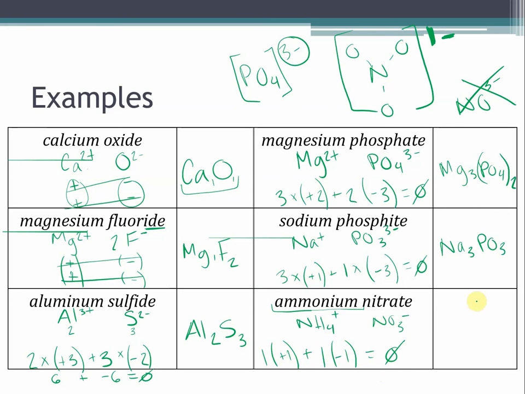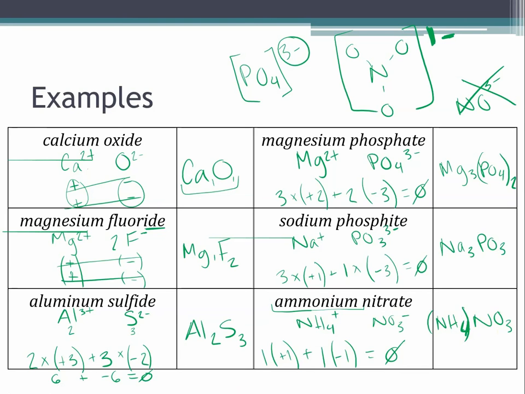So to write this formula, we will write our single ammonium, NH4, and then we will write our single nitrate, NO3. And the reason I want you to see this is because there are no metals in this compound, but it is still ionic. So if you start a compound with NH4, there's a really good chance that compound is going to be ionic, even if you don't see any metals in it.